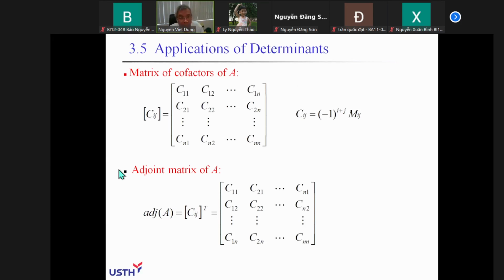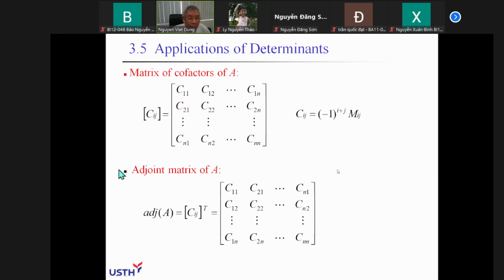Next we study two applications of determinant. The first one is that we can use the determinant to find the inverse of a square matrix. It is here on the screen. I remind you that the cofactor of a matrix is computed by that one, Cij. Whenever you have the cofactors, you can put them together to get the matrix of cofactors. If you take the transpose of the cofactor matrix, you get a new one, and that new one is named the adjoint matrix of A.